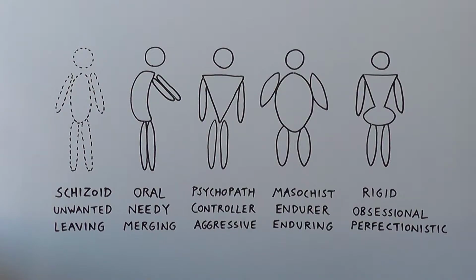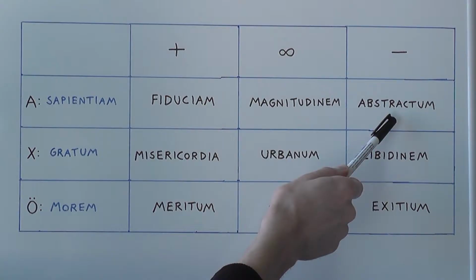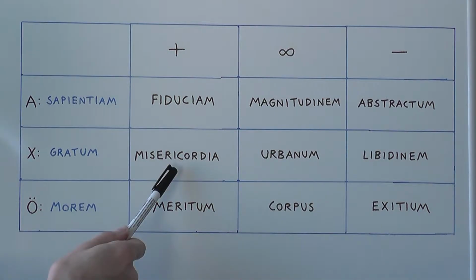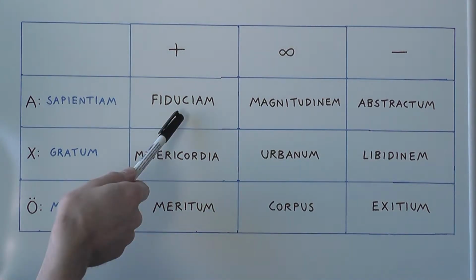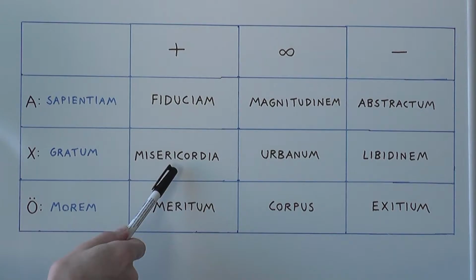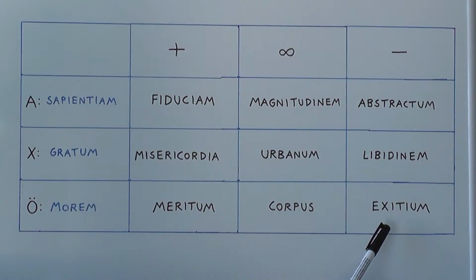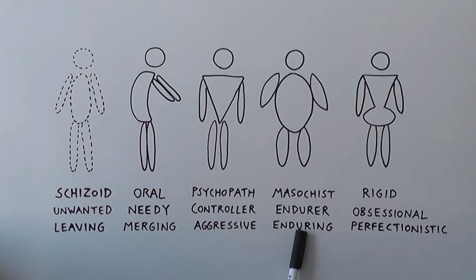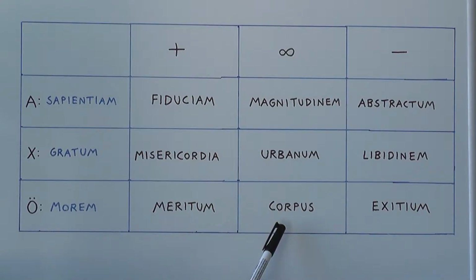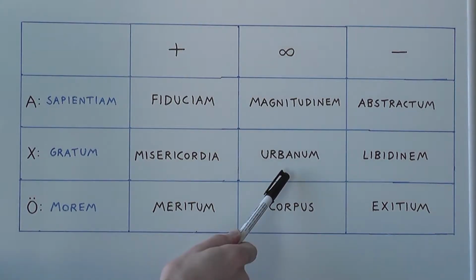Looking over various descriptions of these patterns, it appears that the leaving pattern or schizoid correlates mostly with our abstractum and probably the occasional misericordia and fiduciam. The merging or needy pattern mostly correlates with our misericordia and libidinem. The aggressive, psychopathic or controlling pattern mostly correlates with our excitium and magnitudinem. The enduring or masochistic pattern mostly correlates with our corpus. And the rigid or perfectionistic pattern mostly correlates with our meritum and urbanum.